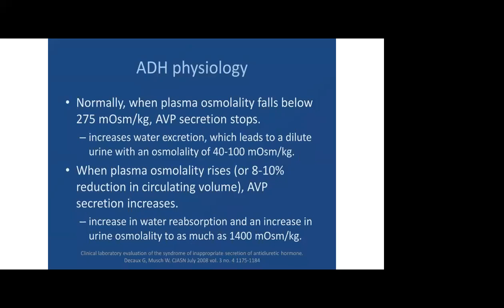Basic physiology. Normally, when the plasma osmolality falls below 275, vasopressin secretion stops. Then that will result in increased water excretion, which will lead to a more dilute urine. However, when plasma osmolality rises, at least by 8 to 10%, or there is a reduction in the circulating volume, there is release of vasopressin.